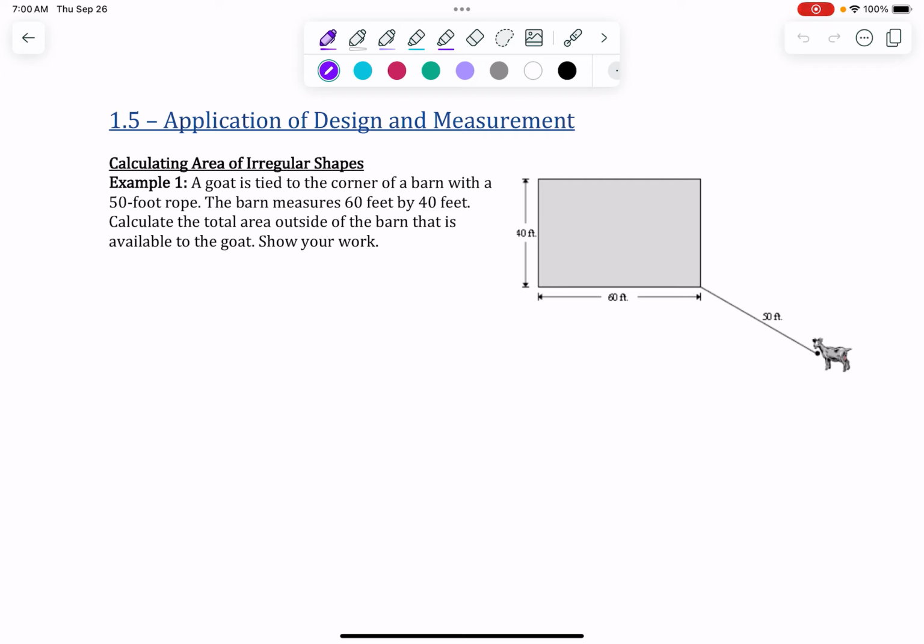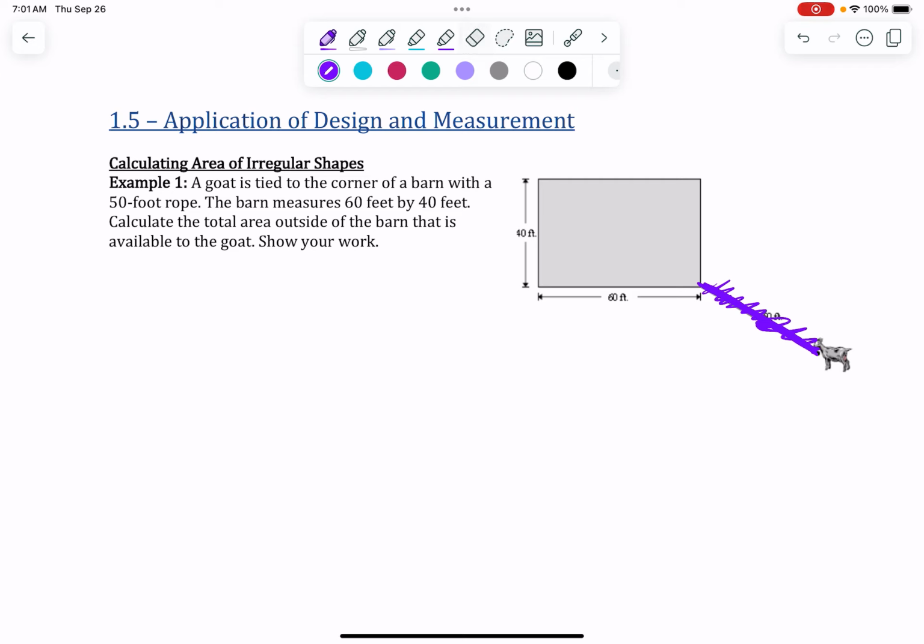So a couple things to keep in mind here. This rope is kind of like a leash, right? The furthest this goat can get from that corner where it's attached is the distance of the rope, right? Of course, the goat can be here because the rope doesn't have to be taut all the time. So all of this area for sure is available to that goat. Now, to figure out the total area, we want to figure out, okay, where can the goat go?